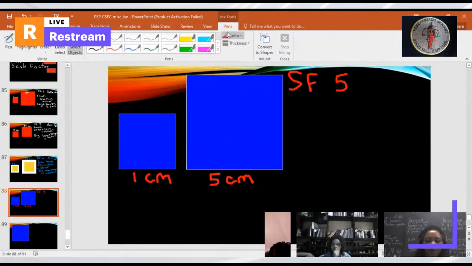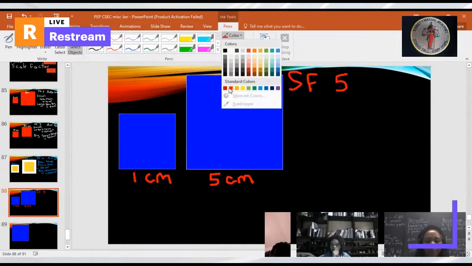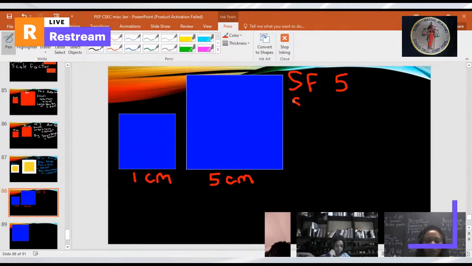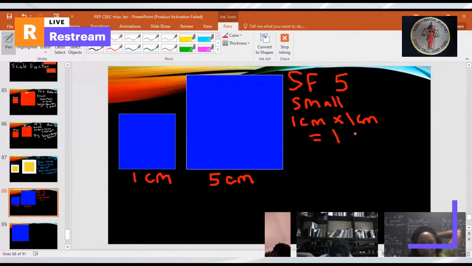So the area of the small square, Imani, sorry, I keep saying triangle. Calling them triangle, leave my squares alone. All right. So the area of the small square would be 1 centimeter times 1 centimeter, which is what? 1 centimeter squared. Okay. Yes, miss.